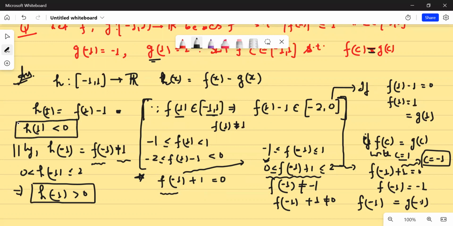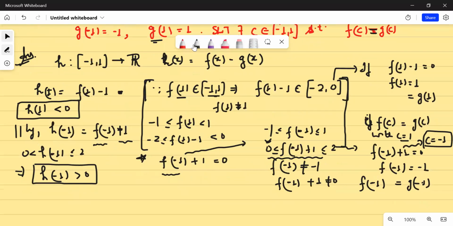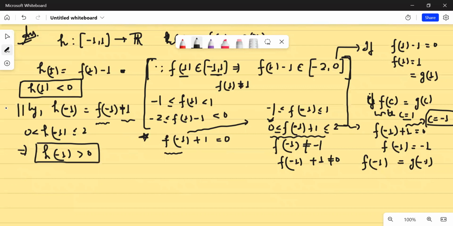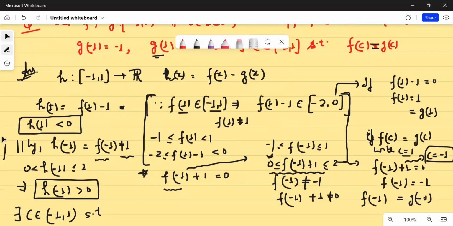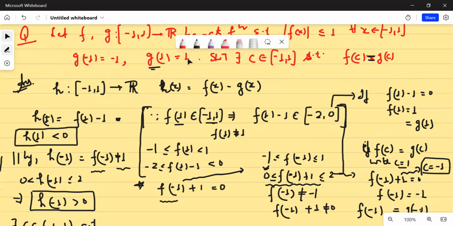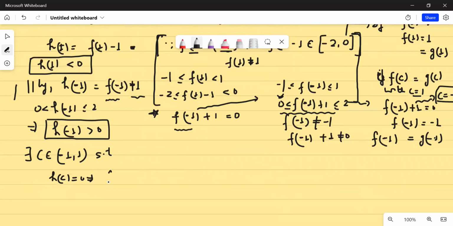हाँ सर। And from here, you know, because h will be a continuous function, because difference of two continuous functions is also a continuous function. So there would exist some c belongs to (-1, 1) open interval such that h(c) is equal to 0. And what was h(x)? h(x) was f(x) - g(x), if you see here. So what does it imply? It implies h(c) equal to 0 means f(c) is equal to g(c), where c lies between -1 and 1.